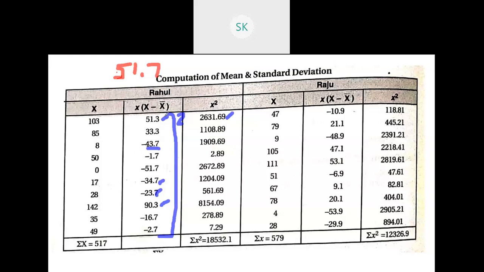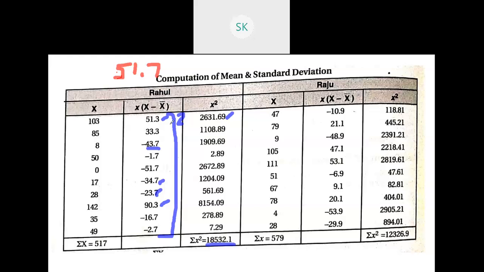Like this, we are going to square all these numbers to get x square. Once you get x square, add up all the numbers of x square, and that is known as the summation of x square, which is 18,532.1. Okay, this is for Rahul.